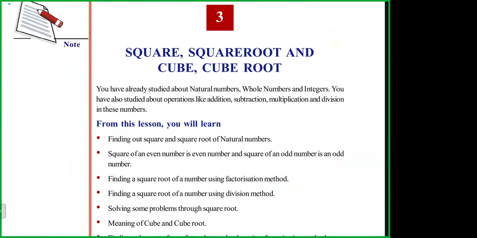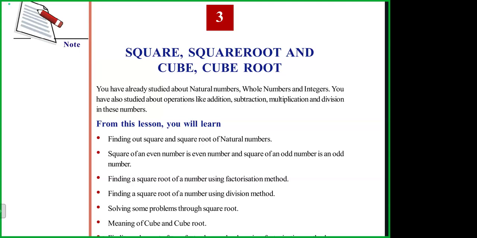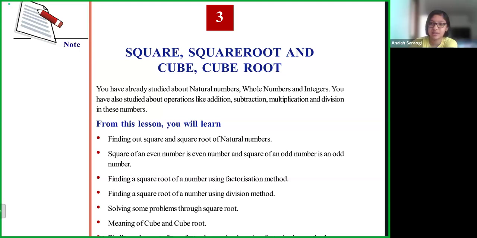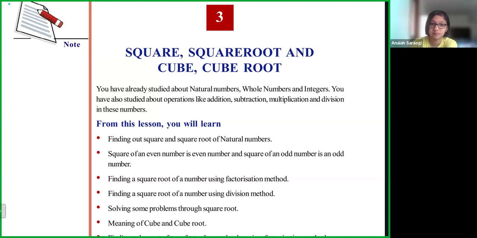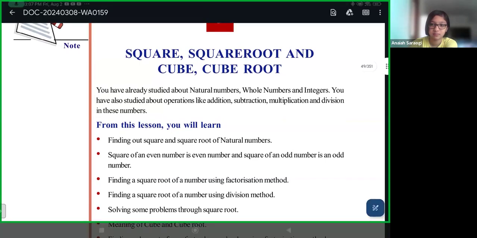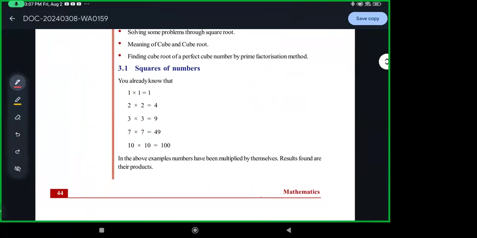Yes, ma'am. Yes, Abraham. You wanna tell me? Ma'am, square root is like multiplying something into itself. Like, for example, 4 square, it will be 16. Very good. Multiplying a number by itself. That's good.